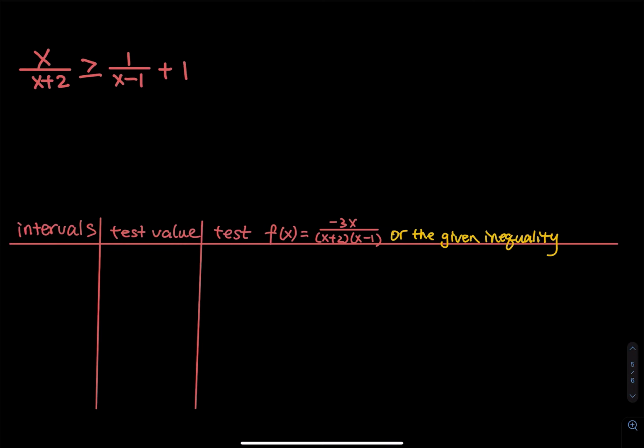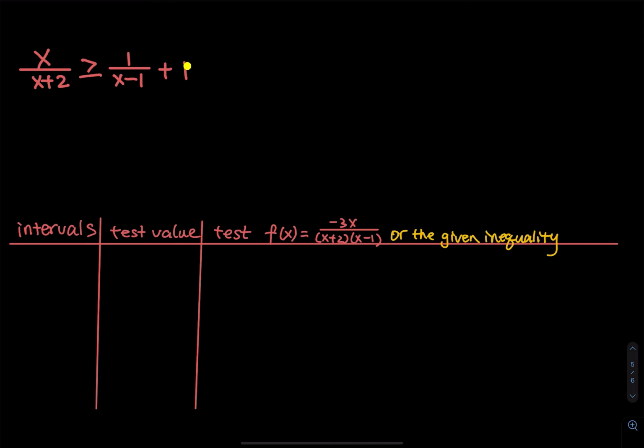This is another rational inequality. We have a fraction greater than or equal to a fraction plus 1. I use the word rational. In fact, 1 is an integer and also a rational number because 1 can be written as 1 over 1. Okay, back to this business.